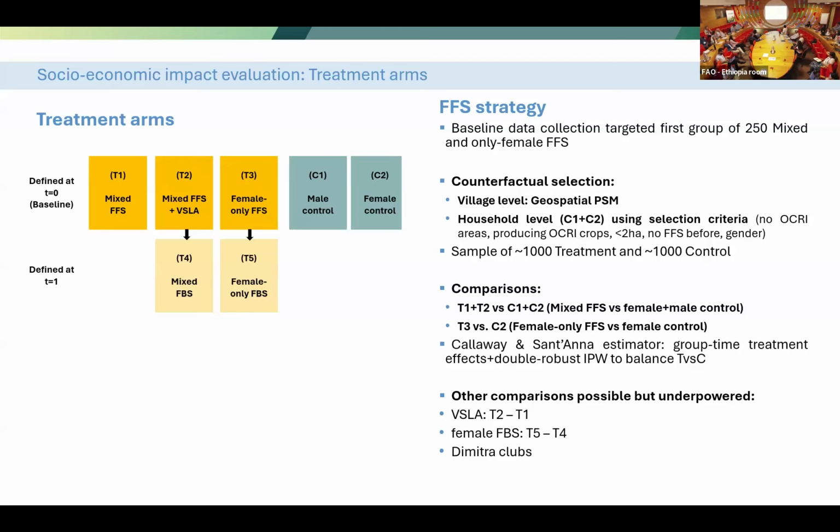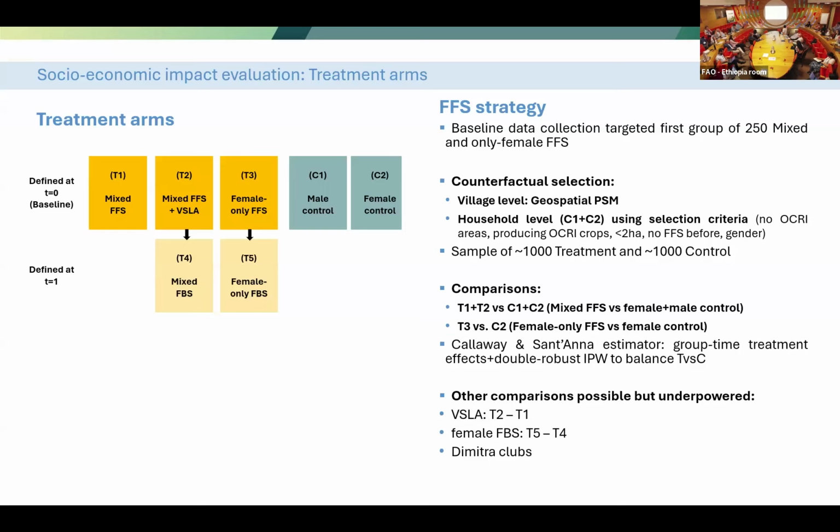So we use, for example, the selection criteria that we used to identify the farmers in the treated areas: they were small farmers, not producing every crop, and they didn't receive the farming first school intervention in the past. Doing that, we managed to get a sample of 1,000 treatment and 1,000 control. So the idea is going to be simple.